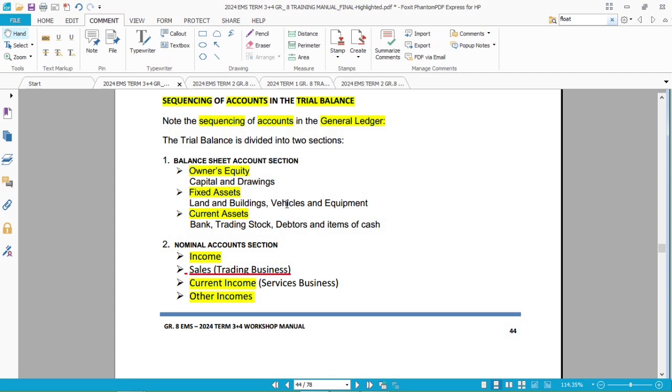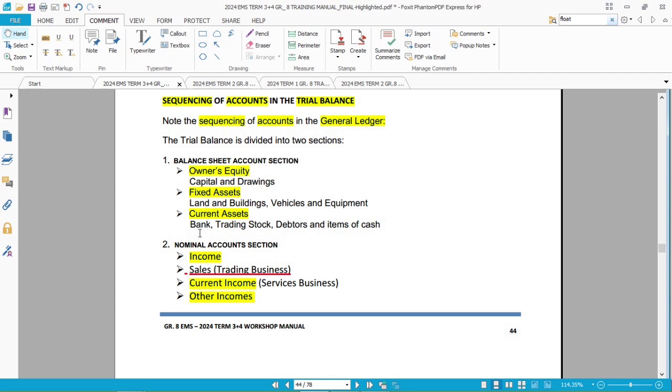Vehicles, the vehicles that belong to the business. All right, company cars. Equipment, any equipment that we use in the business to render our service. For example, if you have a hair salon, that hair dryer, that's your equipment.